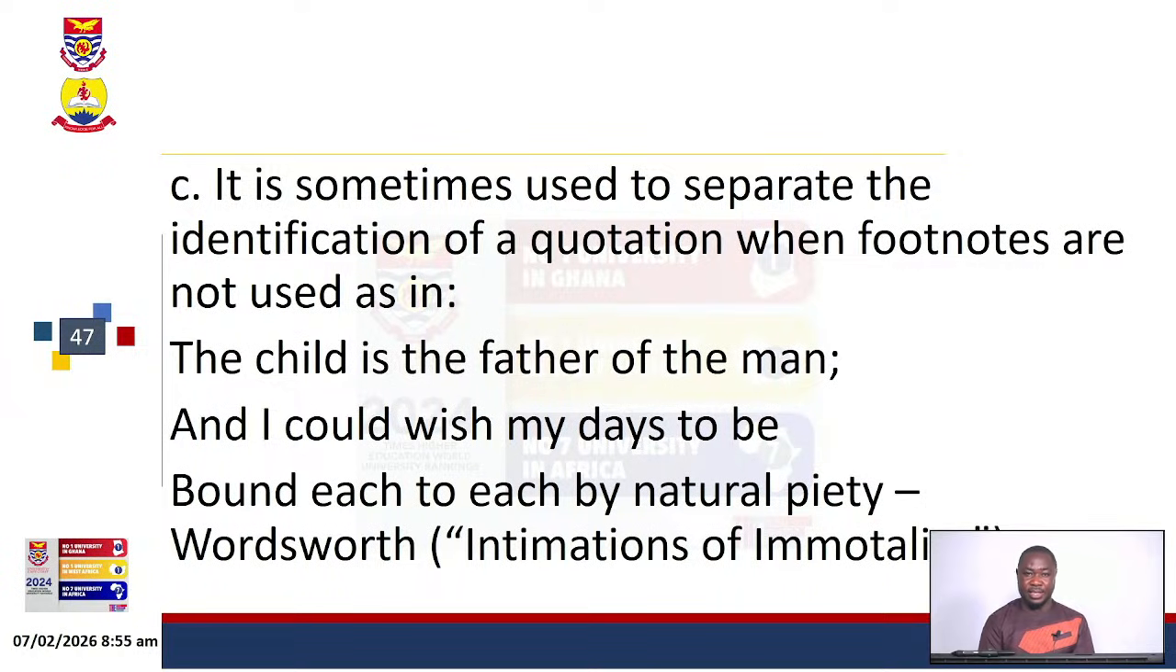Good. The dash can also be used to separate identification of a quotation when footnotes are not used. For example, "The child is the father of the man. And I could wish my days to be bound each to each by natural piety, dash, Wordsworth." This dash indicates that the quotation or what I have cited was said by one scholar or poet called Wordsworth.